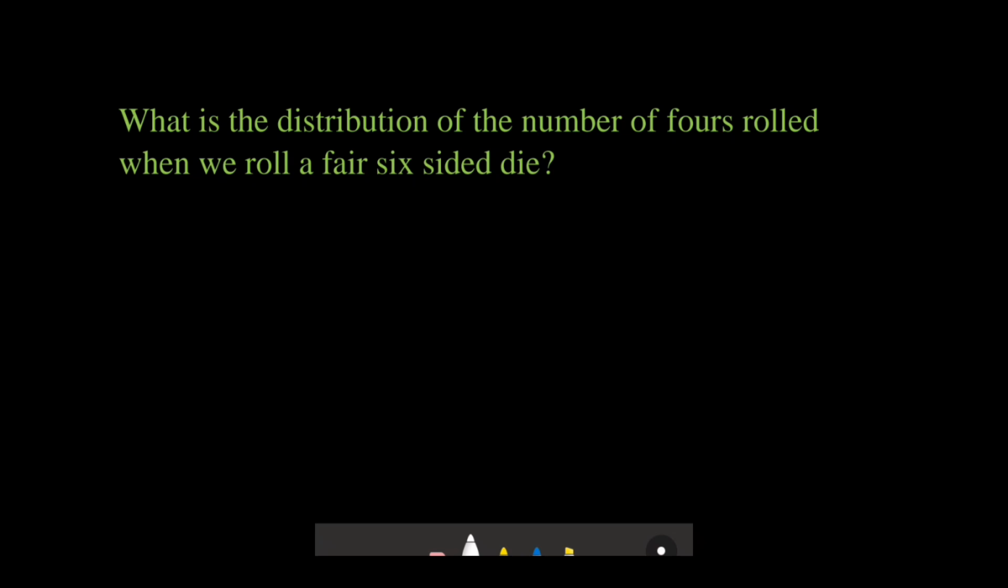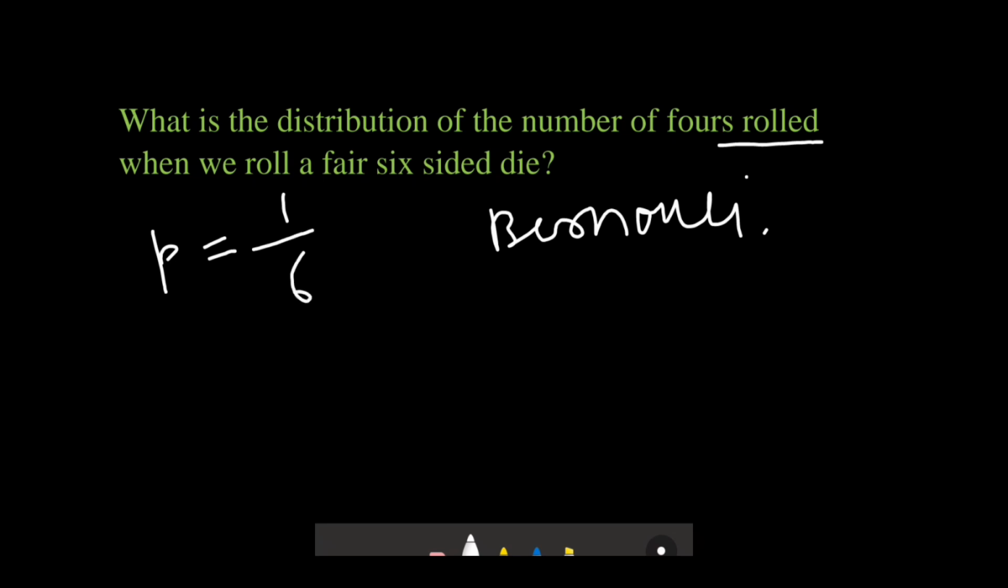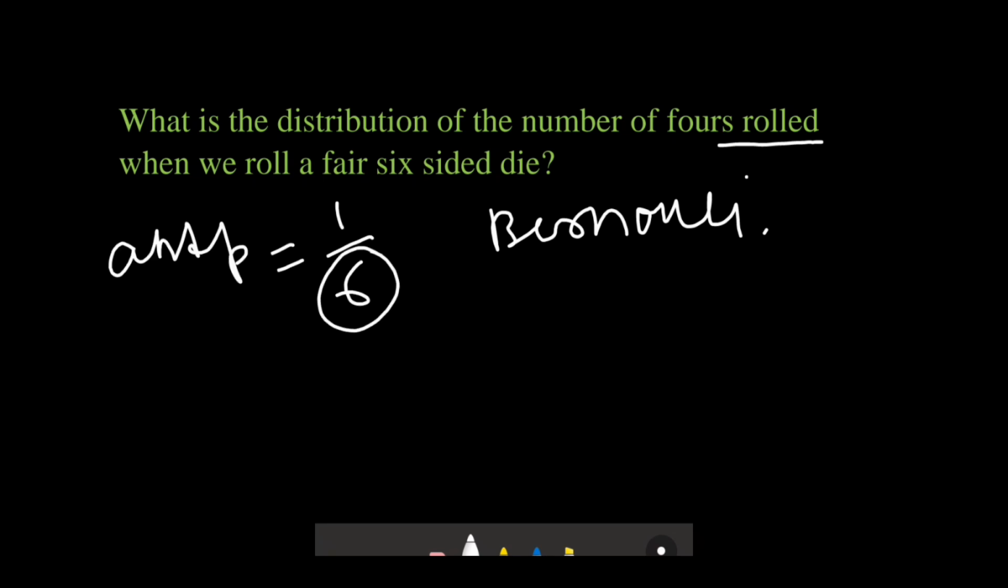Now we're going to see an example of the Bernoulli distribution. The question is, what is the distribution of the number of fours rolled when we roll a fair six-sided die? Here the number of rolls is simply 1, so it is a Bernoulli distribution. Then our probability of success will be 1 by 6 because we roll one 4 out of 6 sides.